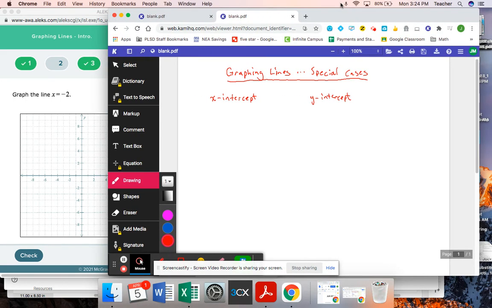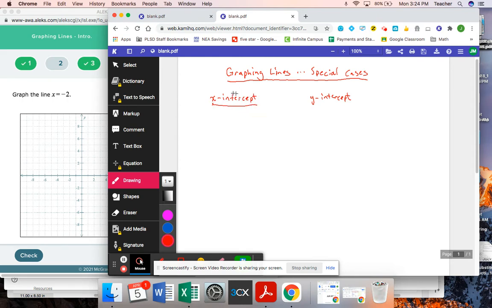All right, I want to graph lines. I want to continue graphing lines. I wanted to touch on some special cases, though. I'm actually going to talk about four things: something called the x-intercept, the y-intercept, and then a vertical and horizontal line. Okay, so for the x-intercept, it's exactly what it sounds like.